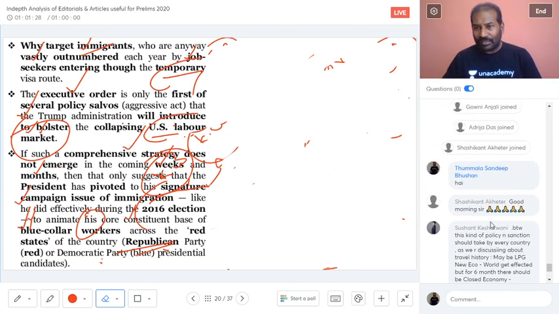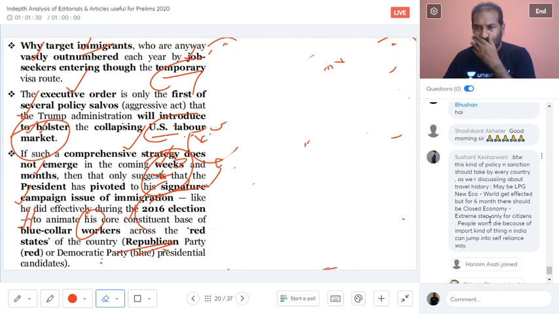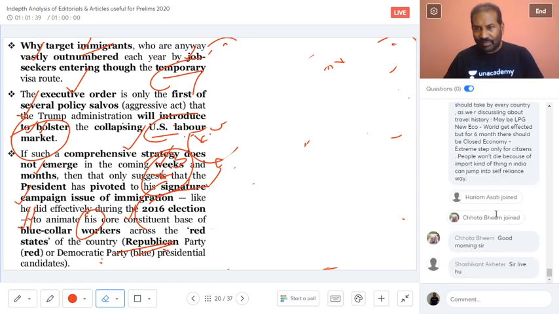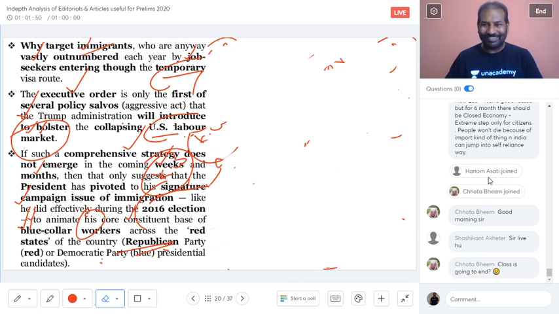And before I get to the next point, I would just read what Sushant has said. Between this kind of policy and sanctions should be taken by every country, as we are discussing the travel history, maybe LPG, the new economic world gets affected, but for 6 months there should be a closed economy, an extreme step, only for citizens. People won't die because of it. Okay, fine.